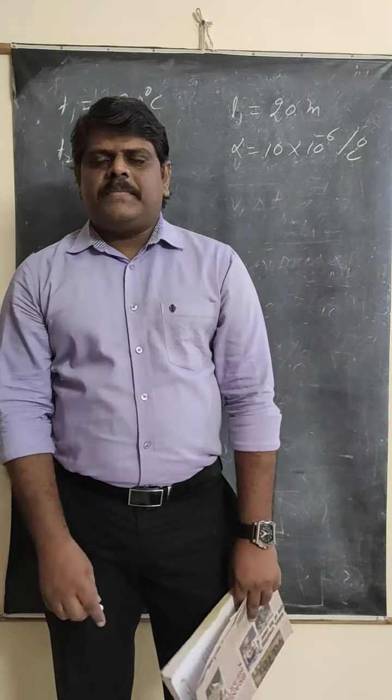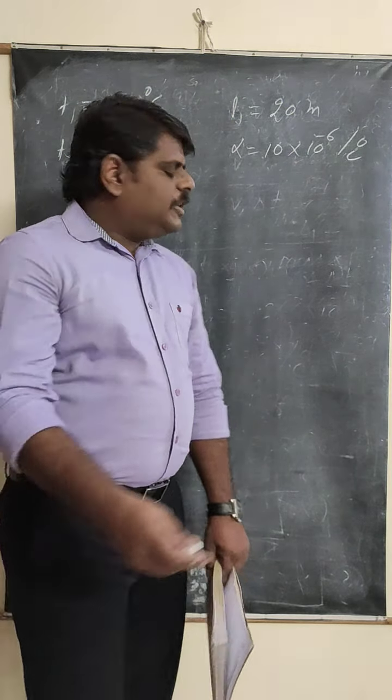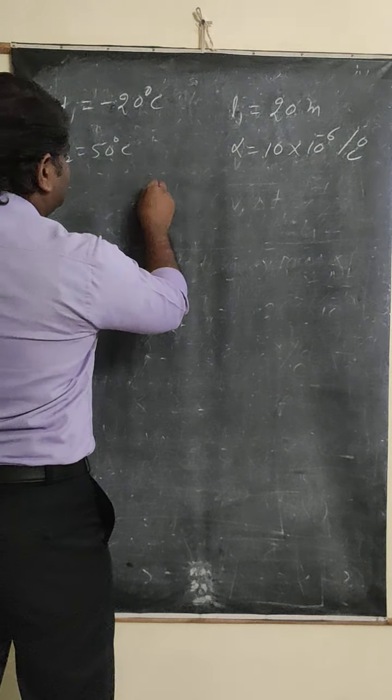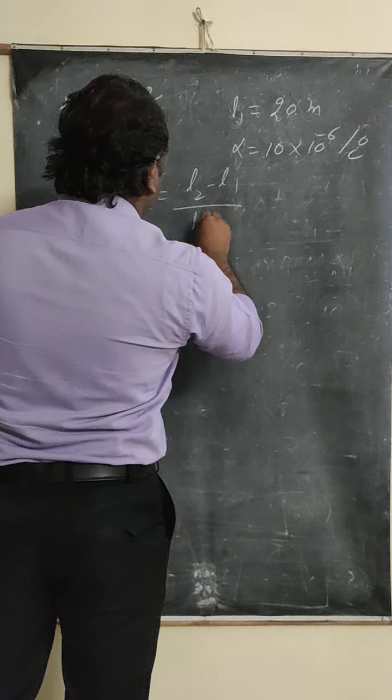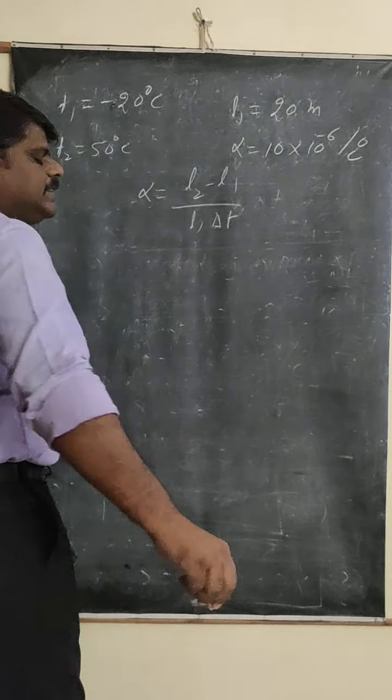Here, no doubt, we are going to use the linear coefficient of expansion. But what is being asked in the problem? How much gap we have to leave. How much gap we have to leave means we have to find L2 minus L1. So the coefficient of linear expansion alpha is equal to L2 minus L1 by L1 into delta T. This is the formula.